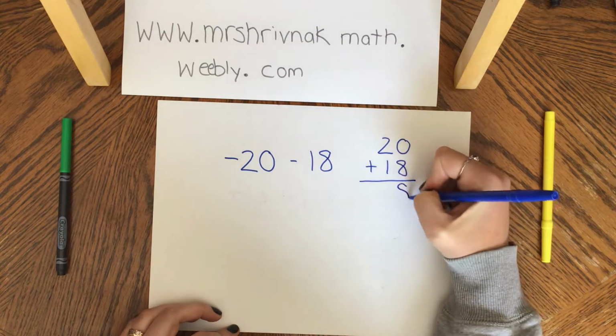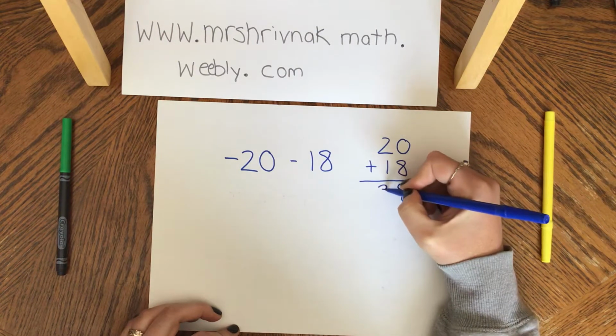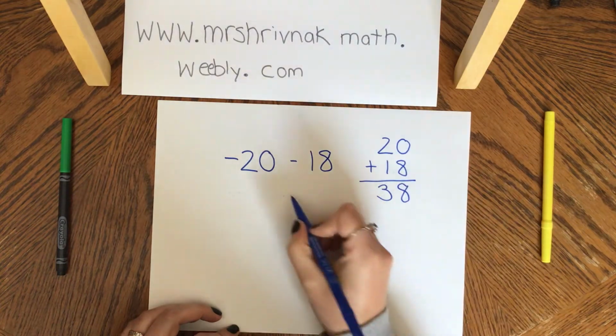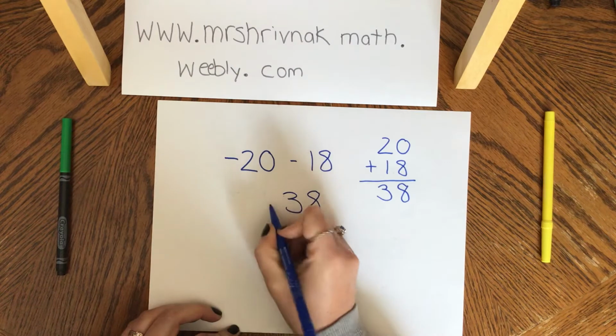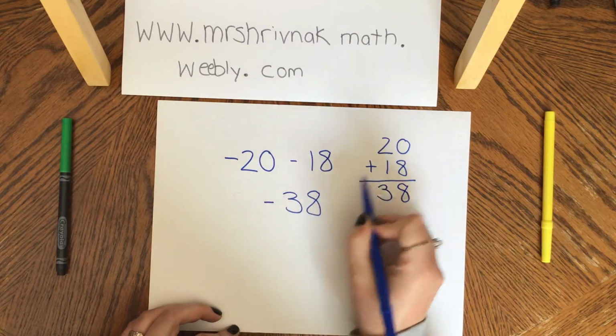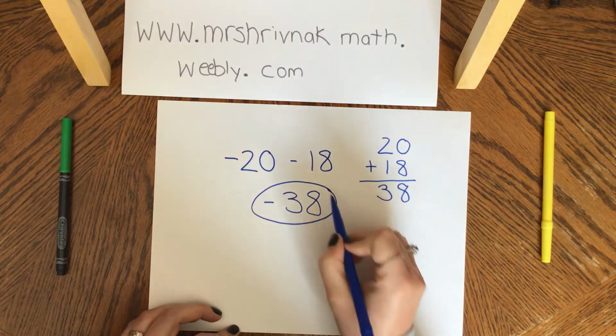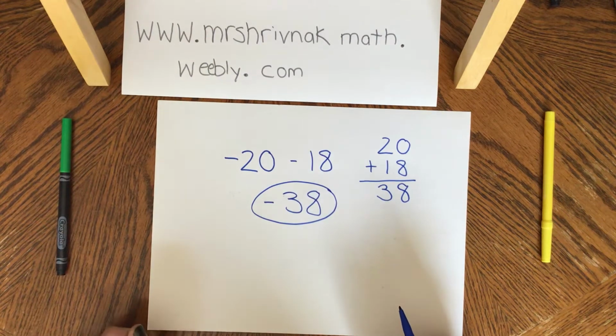0 plus 8 is 8. 2 plus 1 is 3. So I have 38. Now don't forget to keep that sign. Same signs keep and add. So my answer is -38.